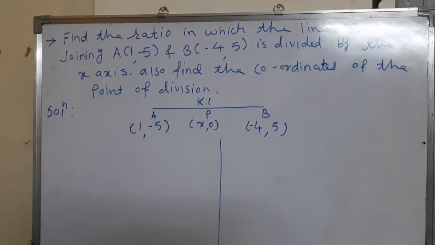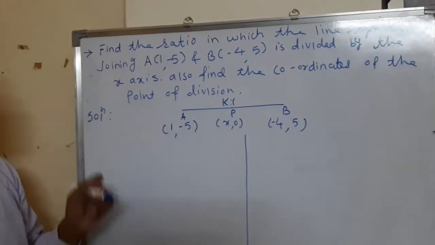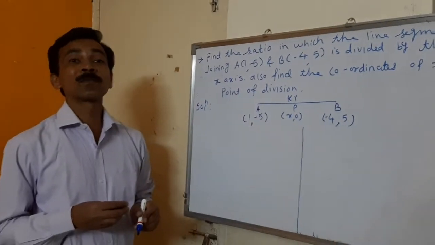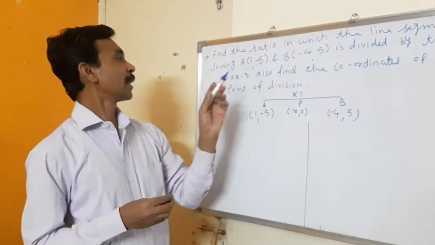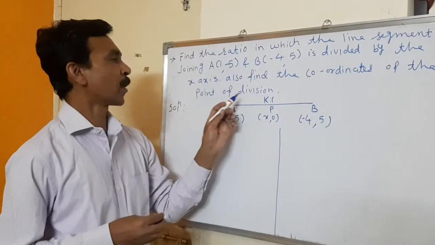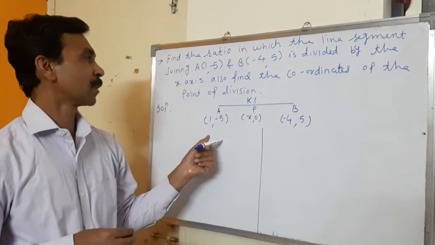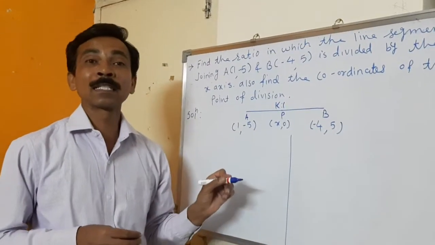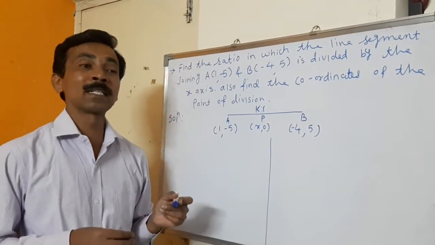The next sum is: find the ratio in which the line segment joining A minus 1, 5 and B minus 4 comma 5 is divided by x-axis. Also find the coordinates of the point of division. This is the figure. When the word is used is divided by x-axis, y is always 0. We have seen in the first exercise also.